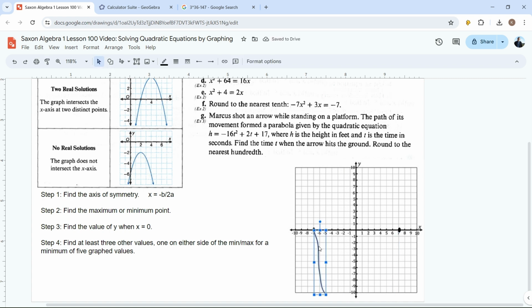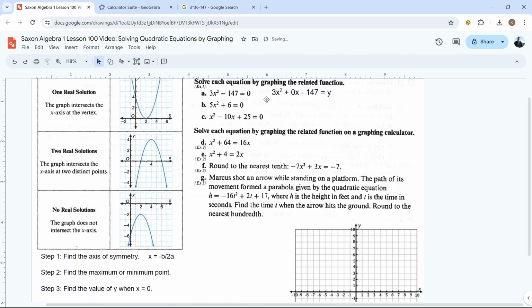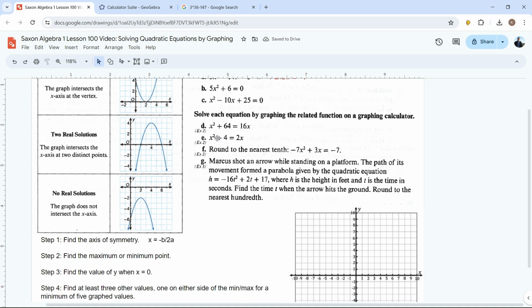Although I did get to show you how sometimes when graphing, you just figure out what your zeros are, and that's okay because that's what we're looking for. So the zeros for letter A should have been, if I did it right, 7 and negative 7. There we go. All right, let's do the next one.